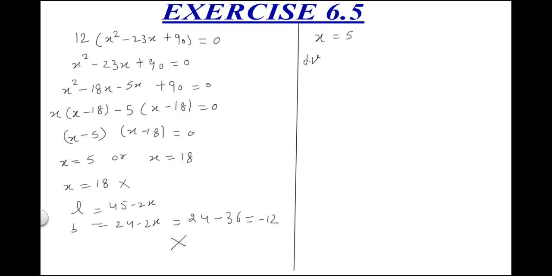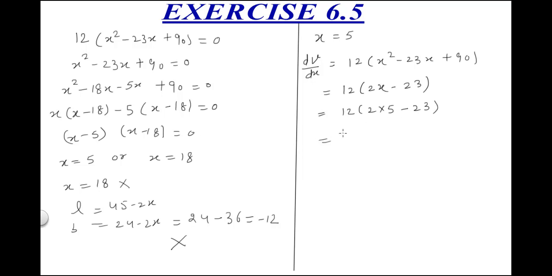So what is the first order derivative dV by dx? It is 12 into x square minus 23x plus 90. So just differentiating it, we get 12 multiplied with 2x minus 23. Putting x is equal to 5, we get 2 multiplied with 5 minus 23. So we are left with 12 multiplied with 10 minus 23, 12 multiplied with minus 13.